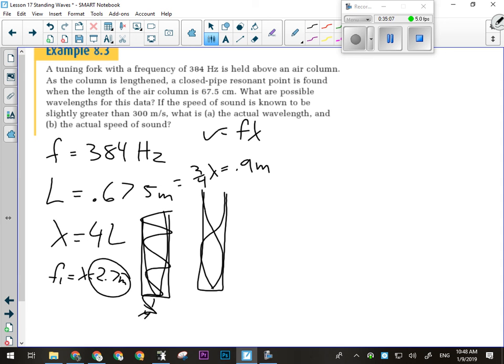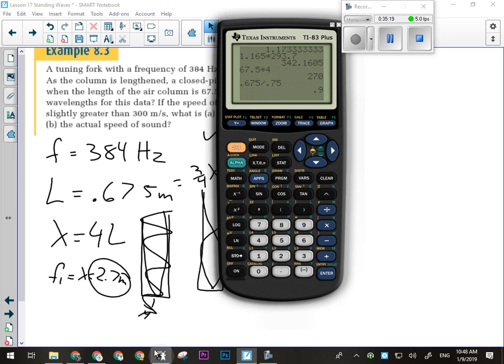Could it be the second one? If I go 384 times 0.9, does that get me a little closer to 300? It does. It's like 330 or something like that, right? 345. That's pretty reasonable for a speed of sound. So I would say that that resonant point was probably the second one.